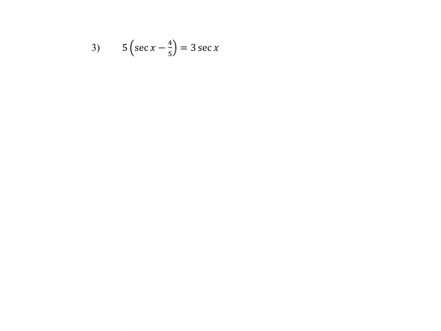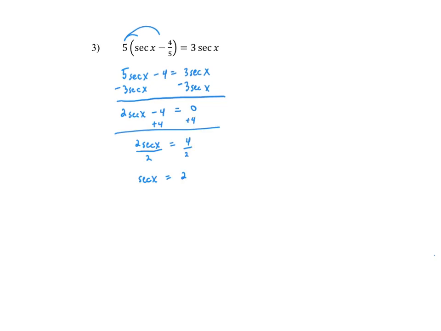Number 3, 5 times secant of x minus 4/5 equals 3 secant of x. We have to distribute the trig function, so first distribute the 5 to both terms. We get 5 secant of x minus 4 equals 3 secant of x. Next, subtract 3 secant of x from both sides. We get 2 secant of x minus 4 equals 0. Now, we're going to add 4 to both sides and divide by 2. We'll end up getting secant of x equals 2.